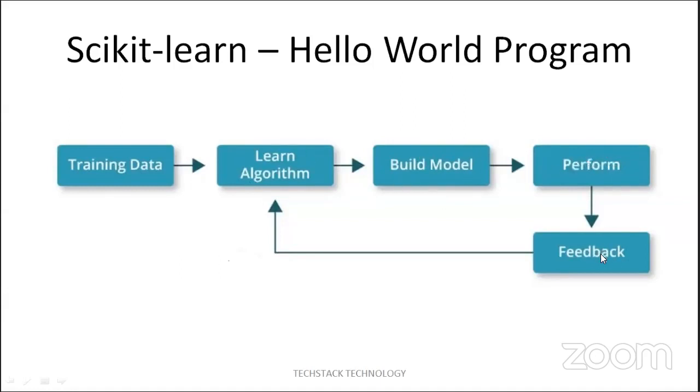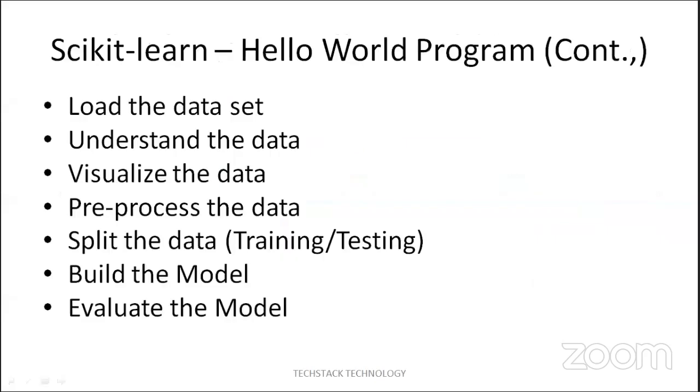We analyze the performance of the model. If the feedback is okay, that is enough. But if the feedback is not okay, again we change something in the learning algorithm, build the model again and check the performance. This is the task. Okay, this kind of task we are able to do with the help of scikit-learn. Okay, so how the step-by-step process goes: initially we need to load the data.